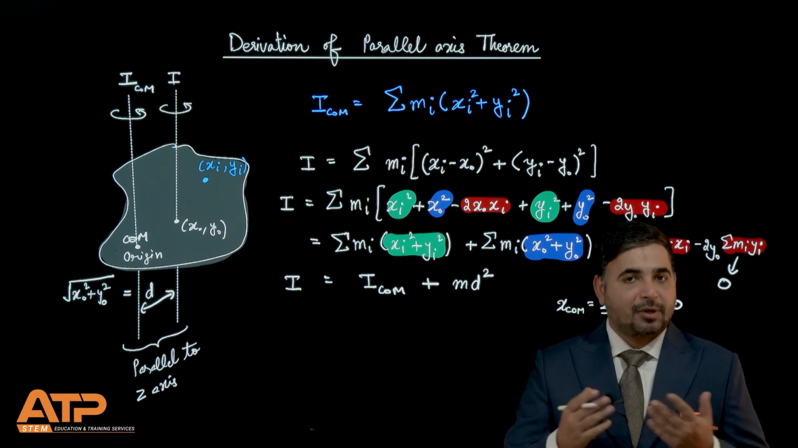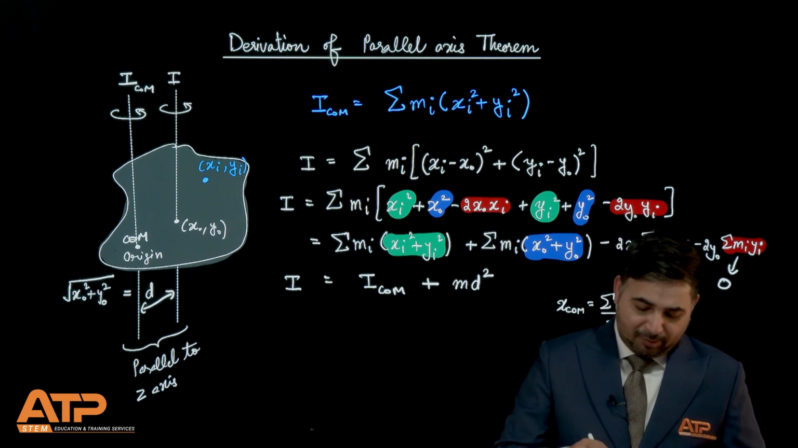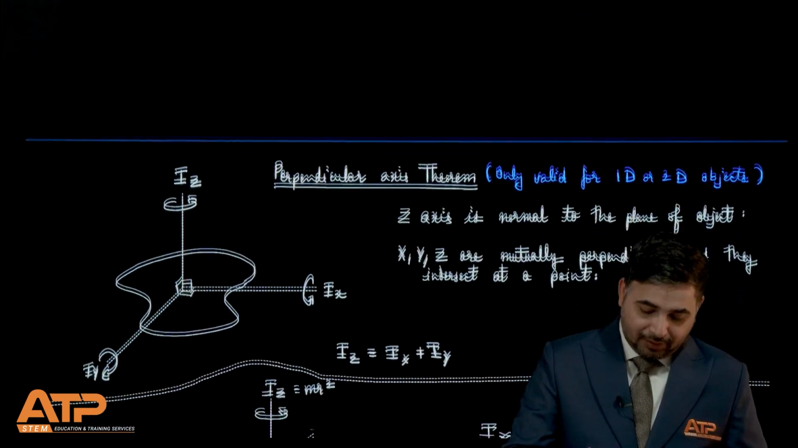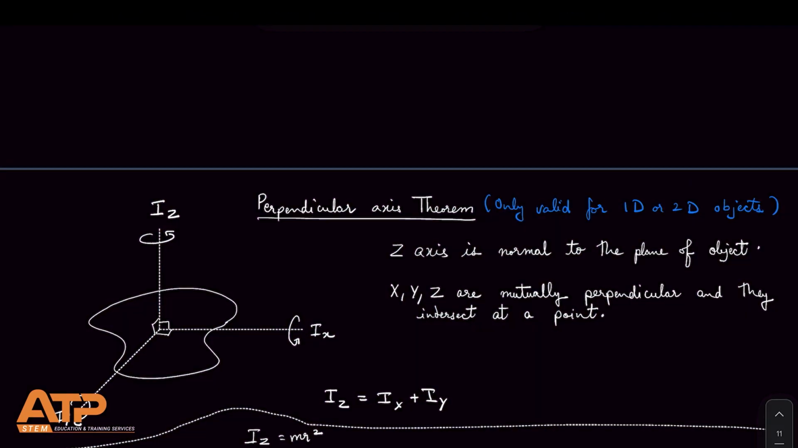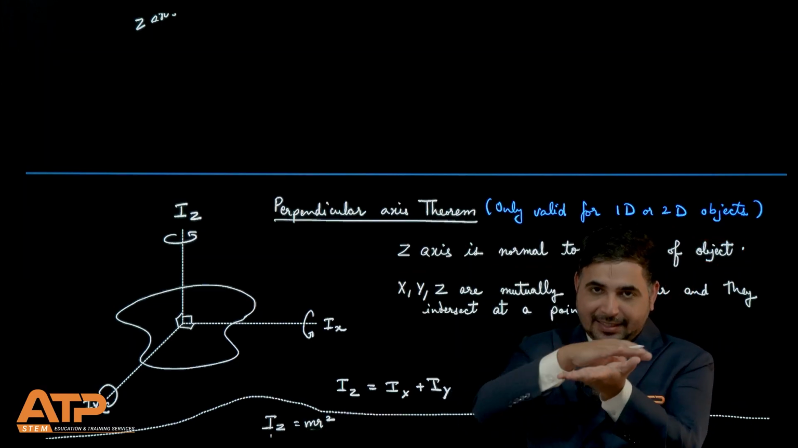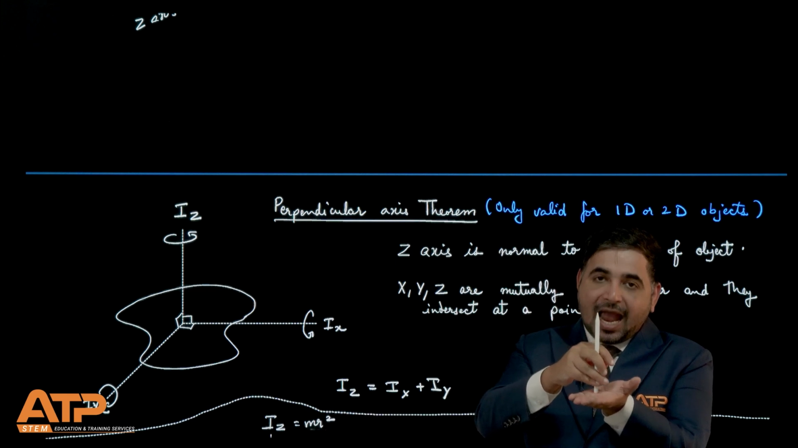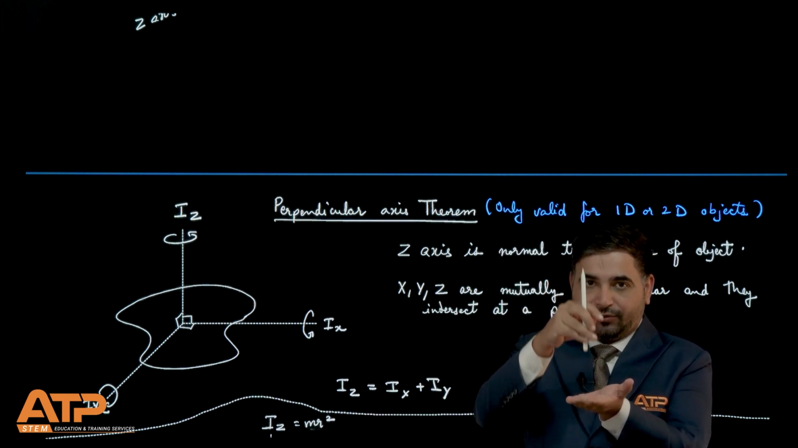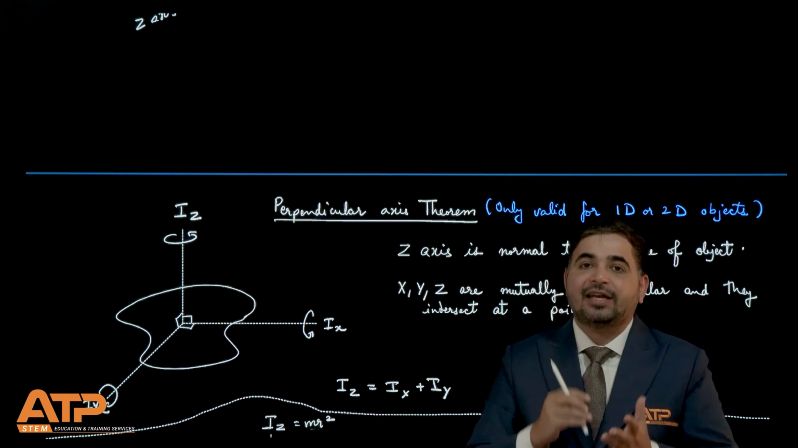Now let us discuss perpendicular axis theorem. What is perpendicular axis theorem? Perpendicular axis theorem is to be used more carefully. Why? Because this is only valid for 1D or 2D objects. Here z-axis is normal to the plane of the object. If you have a 2D object, let's say you have a 2D object like this, then your z-axis has to be normal to the plane of that. Okay, this is very important.